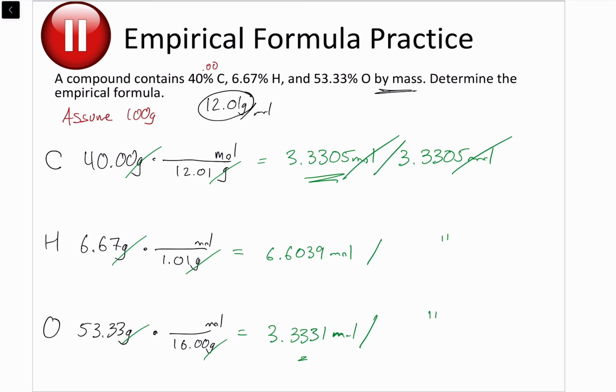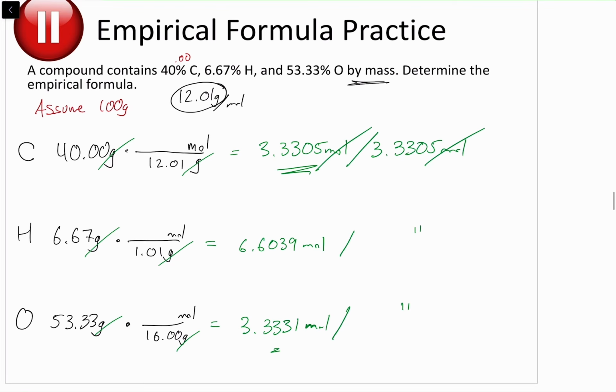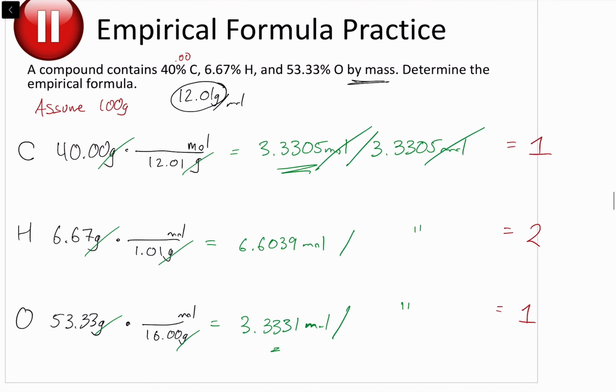The result of this is that our moles will cancel out and we will be left with a unitless number. The first one's quite easy to figure out. It's the same number divided by the same number. That's going to be a straight 1. Now, if we do the second calculation, we'll get a little bit of a decimal, but we can round this to 2. And the same thing we can do on the bottom, we can round this to 1. And there we go. We have just found the subscripts for our empirical formula.